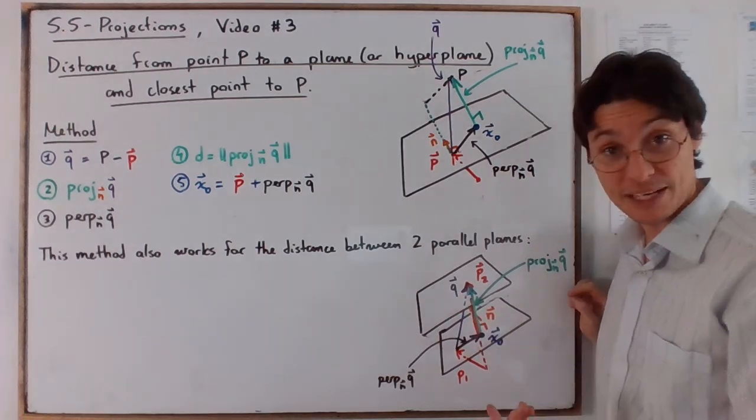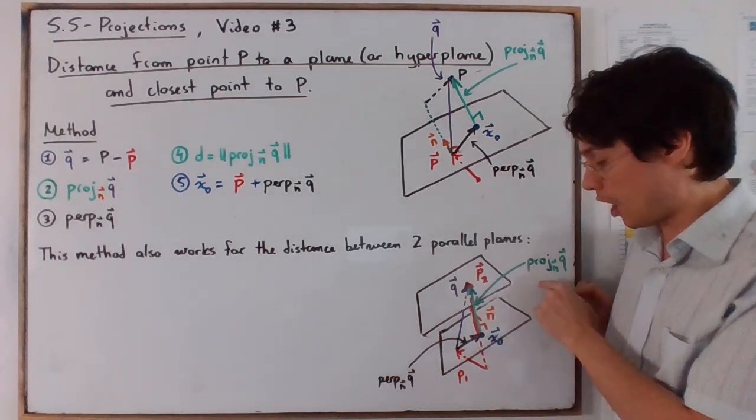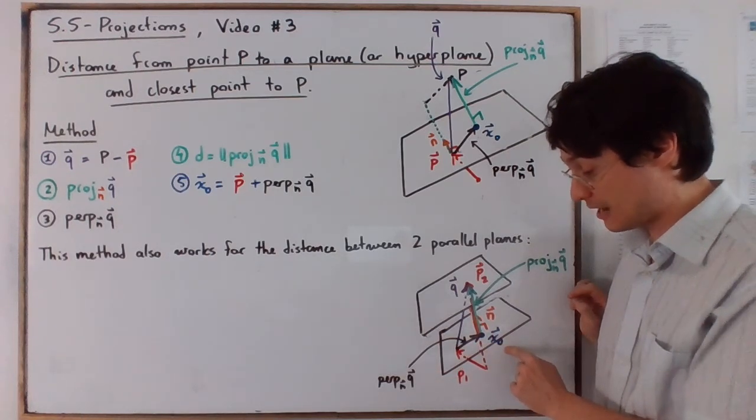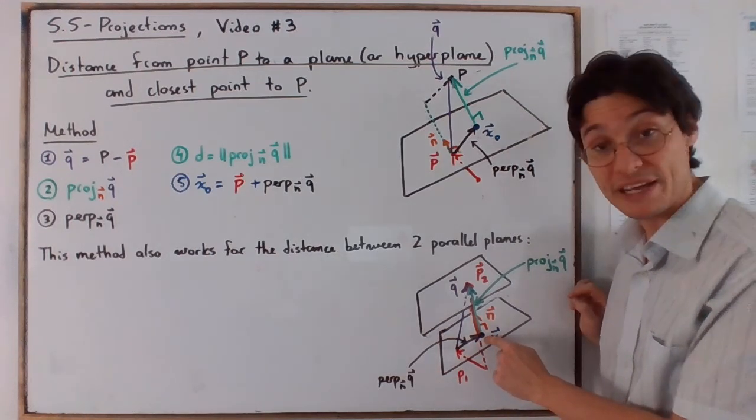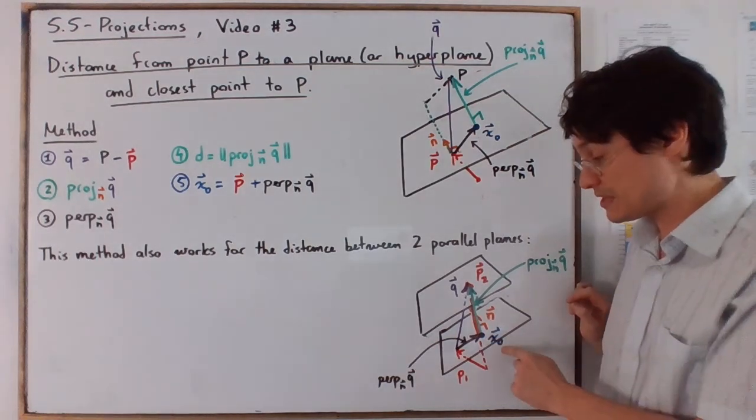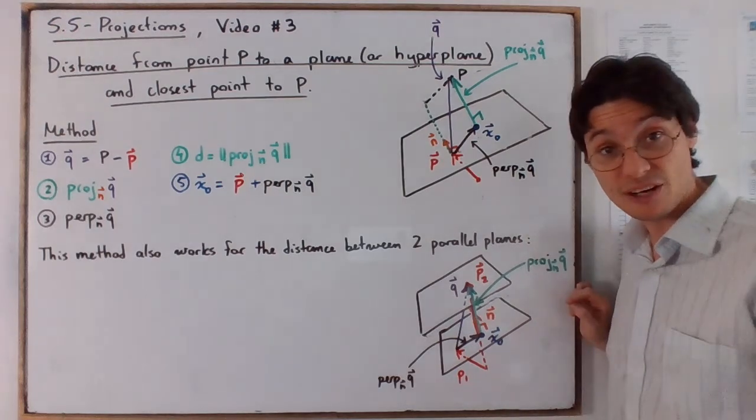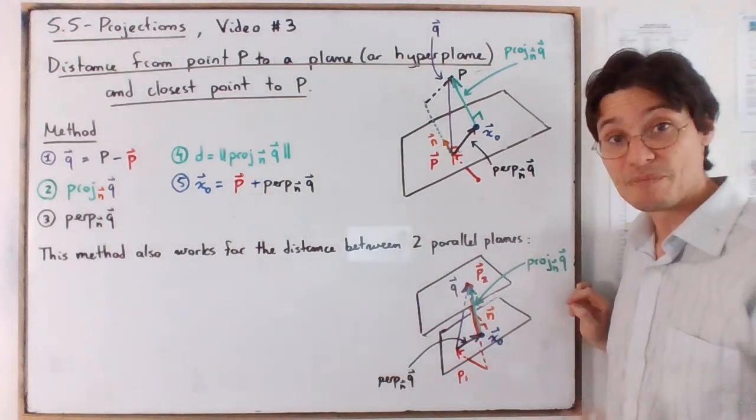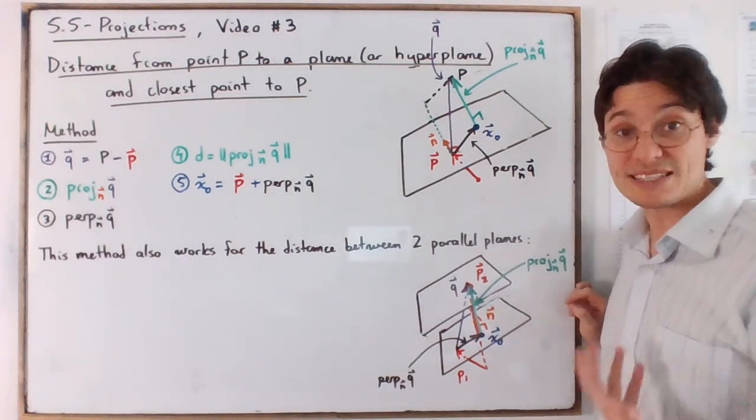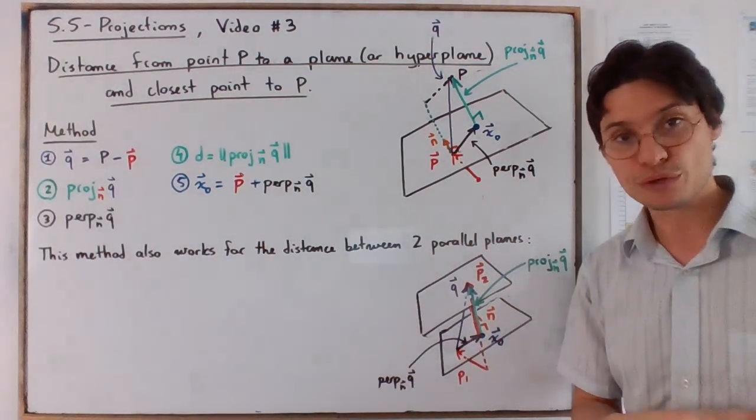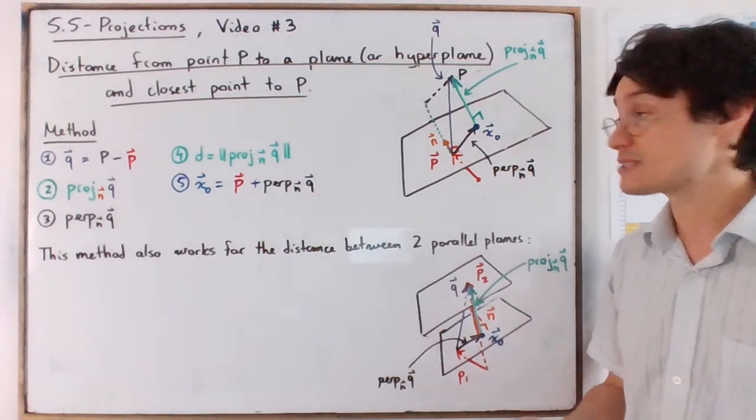Otherwise, it's the same trick. You project the vector q on the normal vector. The perp is going to be the same thing, and x naught will be this point over here. Now x naught will be the closest point to P2, the position vector of the second plane. But again, you can translate both of these points by the same amount in order to find other pairs of closest points.